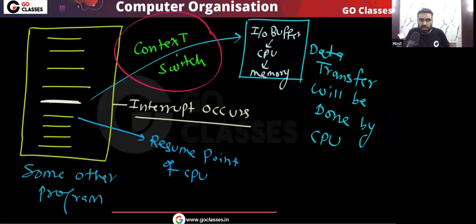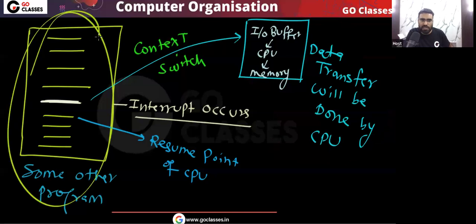So before doing the context switch, the CPU will save this program, this work. The CPU will save the registers and the program counter, because the program counter should be pointing here. So remember, when the interrupt comes, the CPU will save the program.